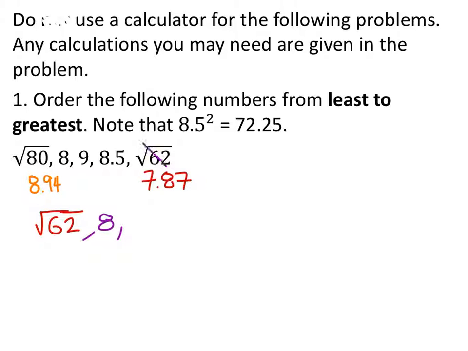So we've used these two. The next smallest number would be 8.5, it looks like. And then the next smallest number would be 8.94, which came from the square root of 80. And then finally, the biggest number is the 9. So we used up all 5 of these, and this is ordered now from least to greatest.